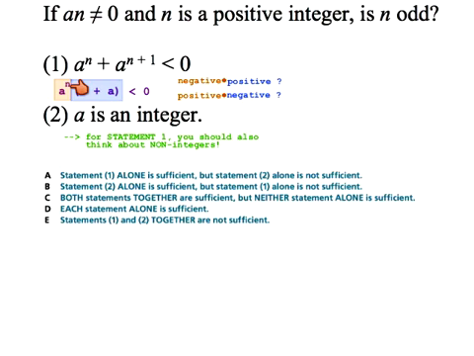So if a to the n is negative, then what do we know about n? And what do we know about a? If we're looking at this condition right here, we would know that a itself would have to be negative. And then n has to be odd, because if n was even, then that would turn the orange part positive.